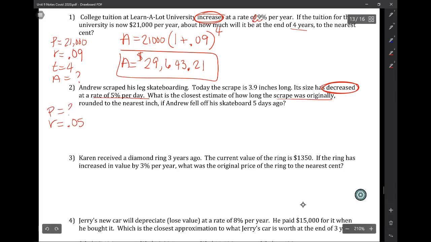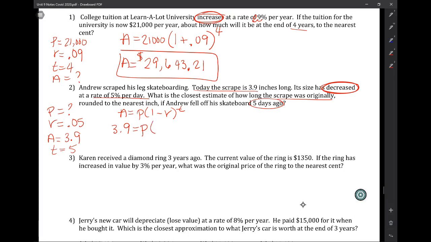So P, I don't know P. I don't know how long the scrape was, but it's after today. The after length is 3.9. If Andrew fell off his skateboard 5 days ago, so there's time, 5 days ago. So this time when I plug into my formula, I'm using the minus sign. I know the length after the 5 days. I don't know what the initial length of the cut was. The rate it's decreasing by is 5%, so 0.05, and this is after 5 days.